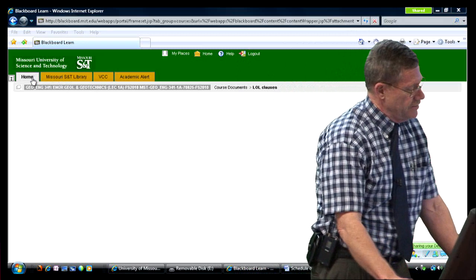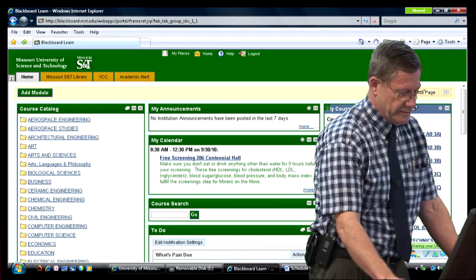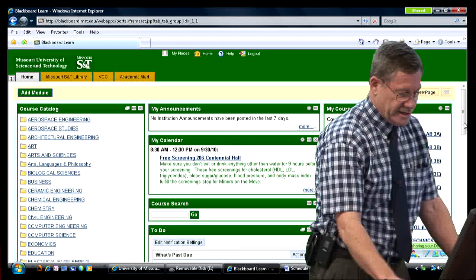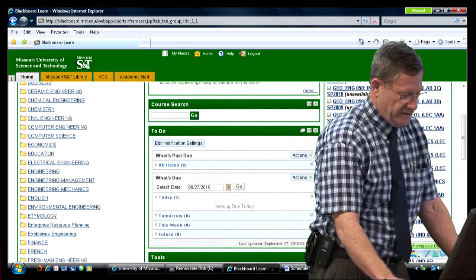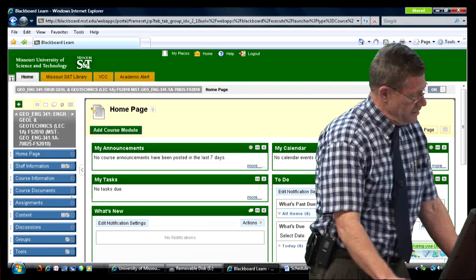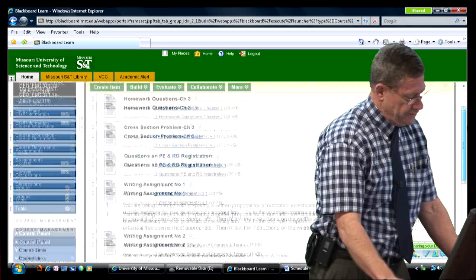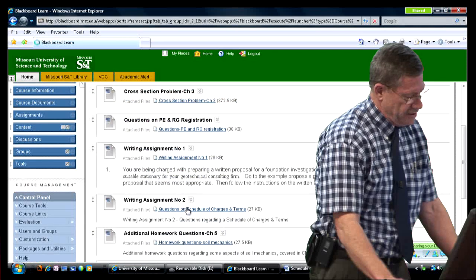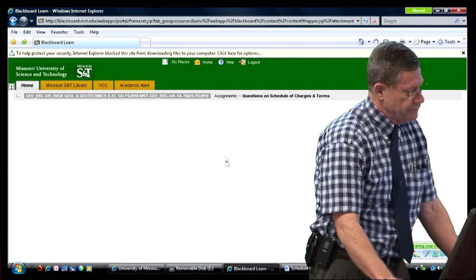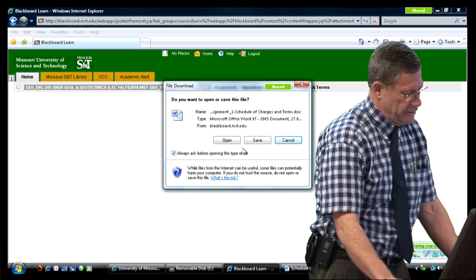So if we go back to assignments, I think this is how we do this. Nope, it's messed up again. I apologize. I don't know how to navigate on this thing very well. They changed it over this year, and I just learned last year how to use that one. So, course assignments. Look at assignment number two. It's writing assignment number two. Questions on schedule of charges and terms. It shouldn't be too awfully hard. So I do that. Oh, no. I do this. Download file. Open.